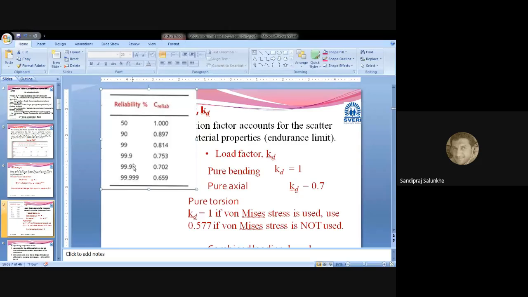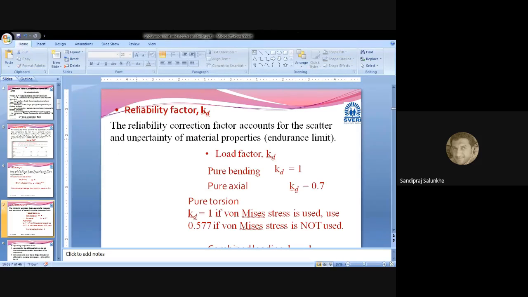The only thing here is how we can choose the reliability factor Kc, and by considering the different reliabilities, we are going to use the value of Kc. For 50% reliability, we are going to use 1 as the factor, for 90% 0.8. Likewise, the chart can be referred to, and we can use this Kc factor for calculating the actual endurance limit.